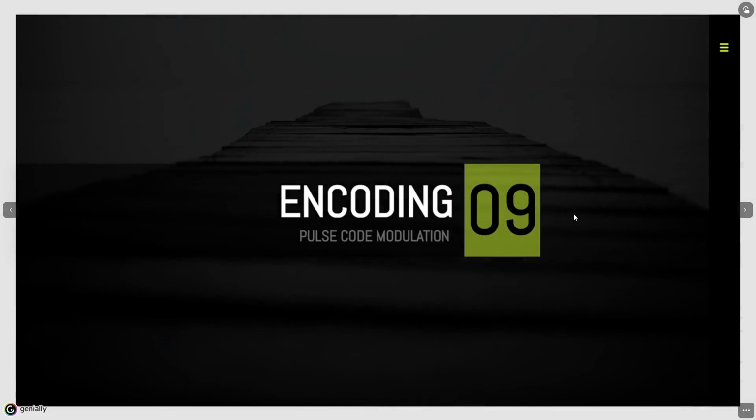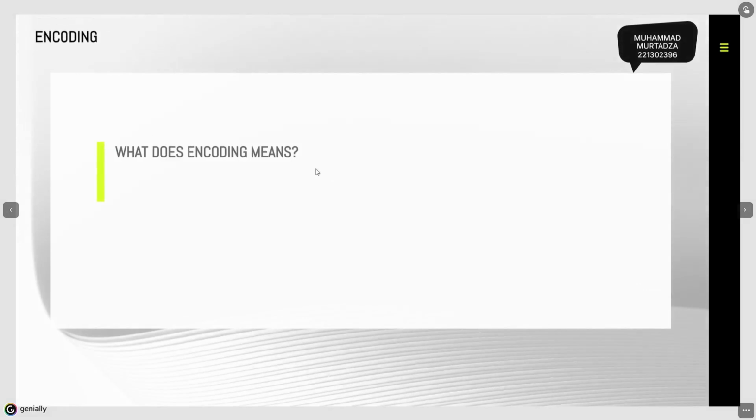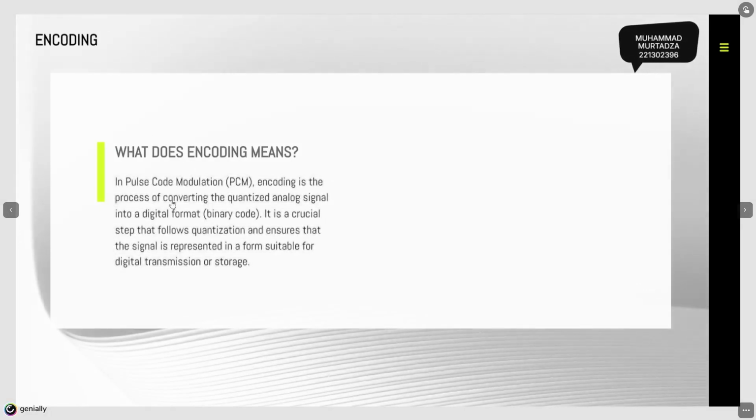Encoding under pulse code modulation. What does encoding mean? In pulse code modulation (PCM), encoding is the process of converting the quantized analog signal into a digital binary code. It is a crucial step that follows quantization and ensures that the signal is represented in a form suitable for digital transmission or storage.